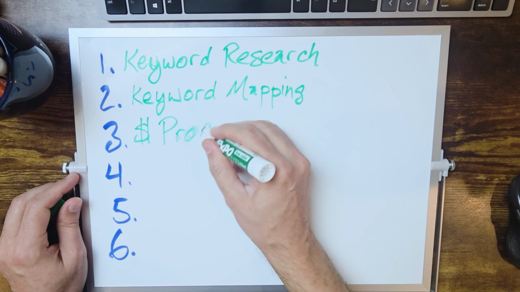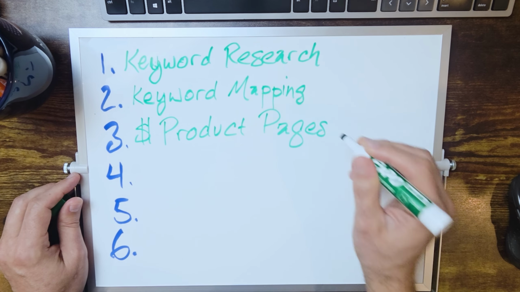Step number 3, prioritize product pages that already make money. This is where SEO actually turns into a revenue lever. It's also where beginners waste the most time. Most people look at their store and think, I should optimize everything, every product, every page. That sounds productive, but SEO time is expensive. Early on, you want your effort compounding, not scattered.